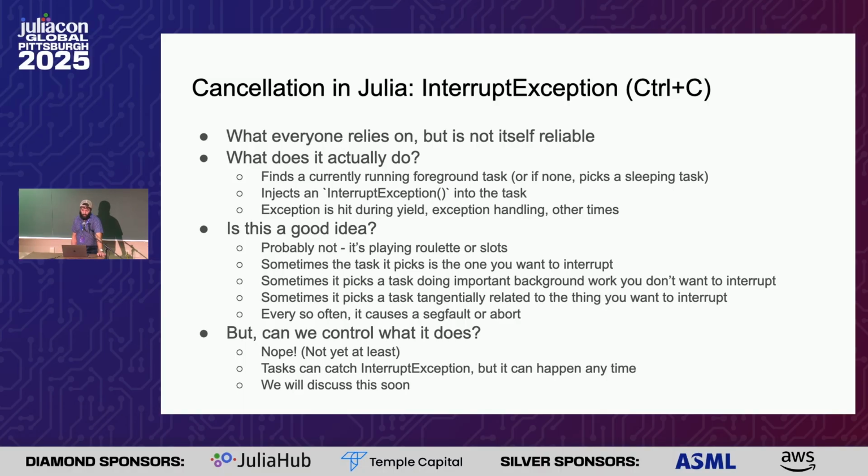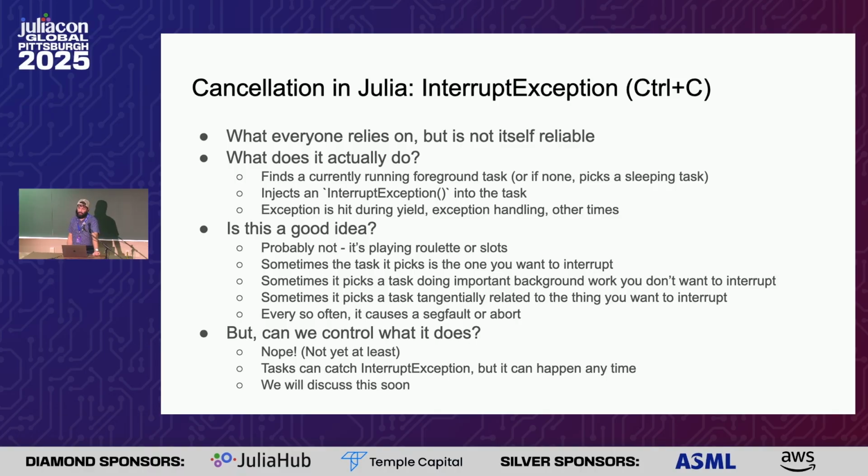What does it actually do? It first finds some task, any task. It's kind of playing roulette. You just pick whichever task is doing some stuff. We throw an interrupt exception into it. We literally just shove an exception in there. And then at certain points during the task's execution, it will do a yield or exception handling, and it will basically see, oh, wait, there's an exception. I now need to throw this.